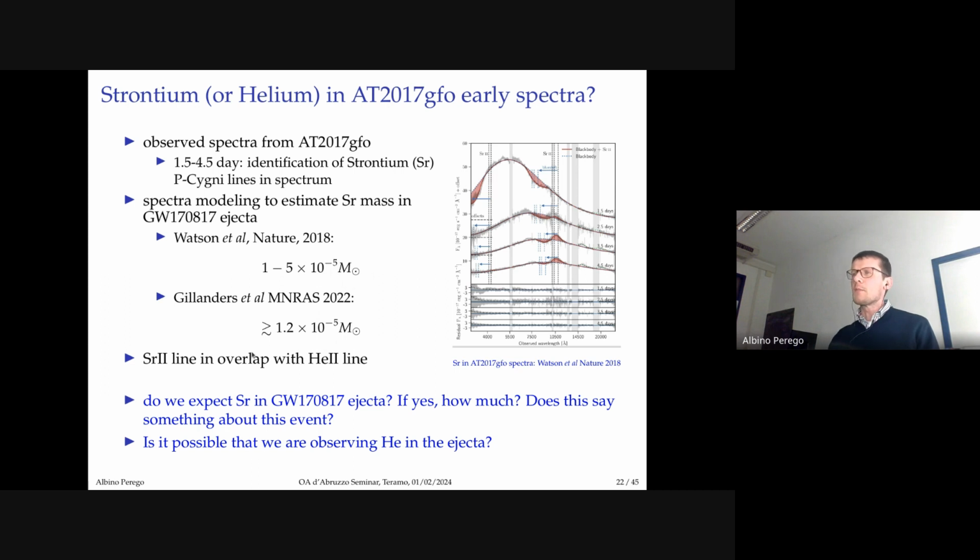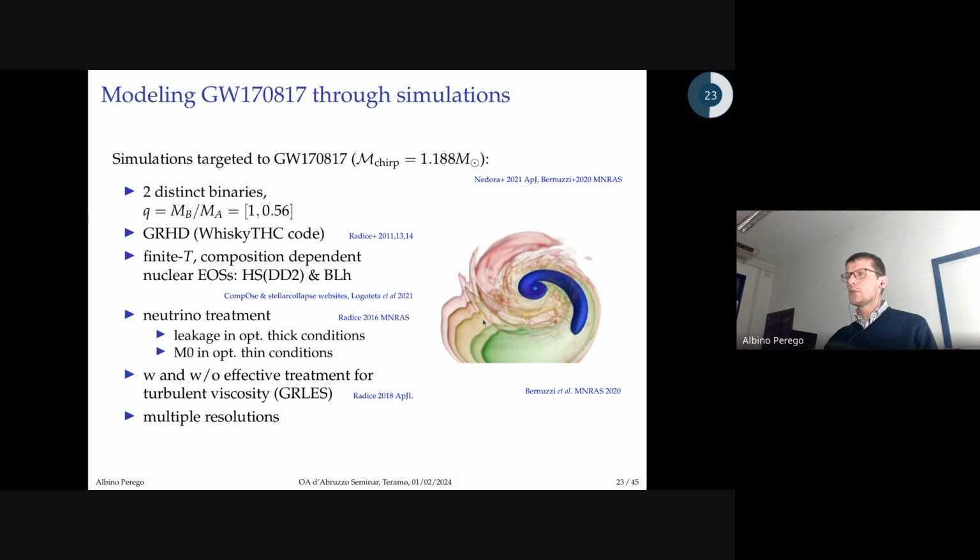And so at that time, we asked ourselves two questions. Do we expect strontium in the ejecta of a binary neutron star merger? Because as I said, it's not europium, it's not gold, it's not uranium and thorium, it's a light element, and it's not an r-process-only element. If yes, how much, and does it say something about the event? And the second question that we asked ourselves: is it possible that what we observe is not strontium, but helium? In order to do that, we have considered some simulations.